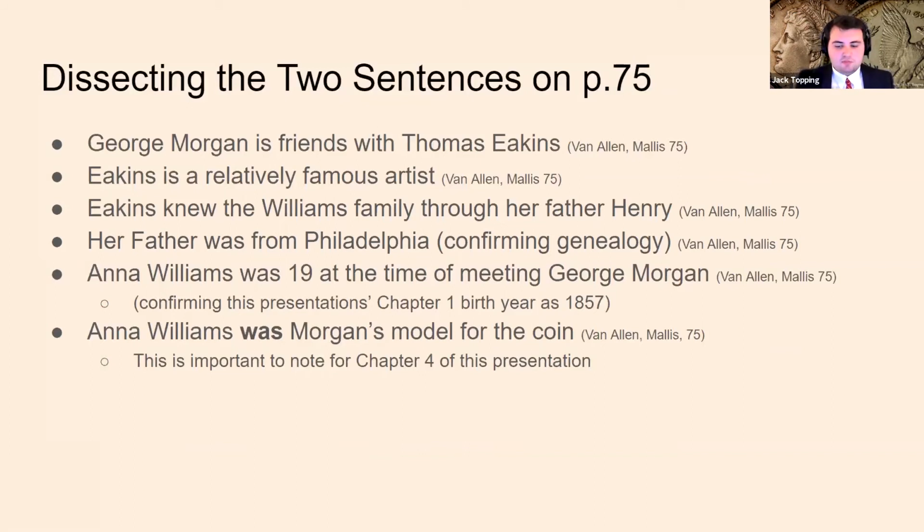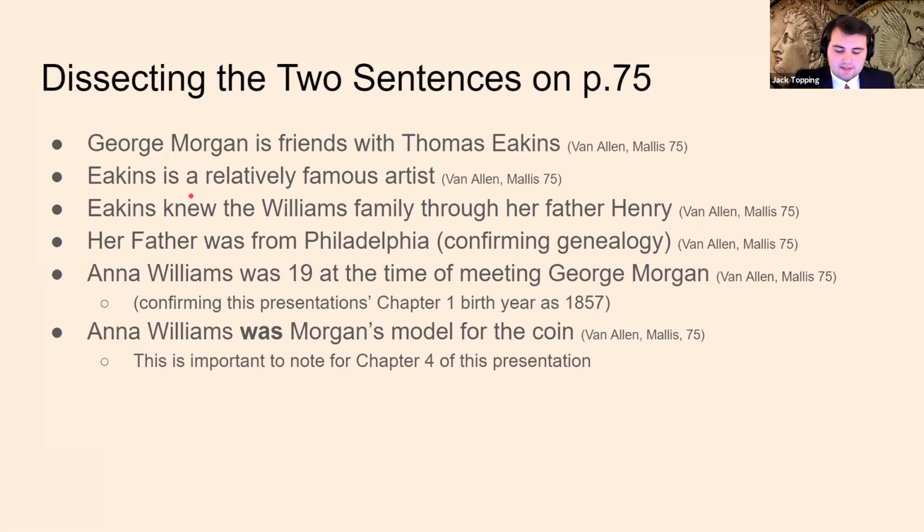And to me, the most important part is that Van Allen and Mallis confirm in this chapter that it was Anna Willess Williams who acted as George Morgan's model for the basis of the Morgan dollar design. So that's a lot of information packed in two sentences, right? With this information, it forms a great basis of understanding on how it all came together.